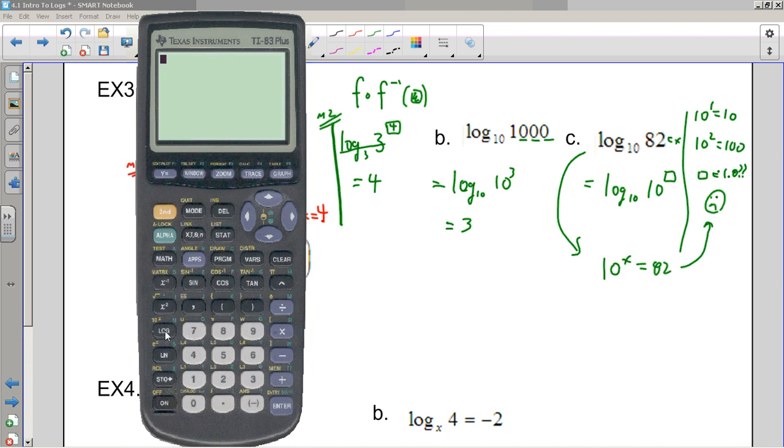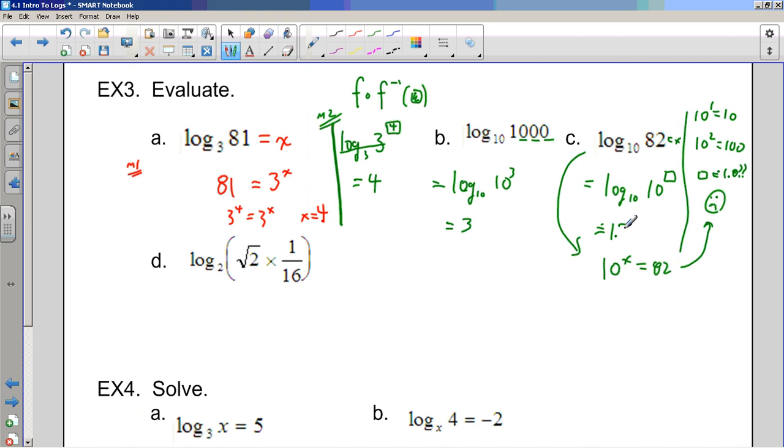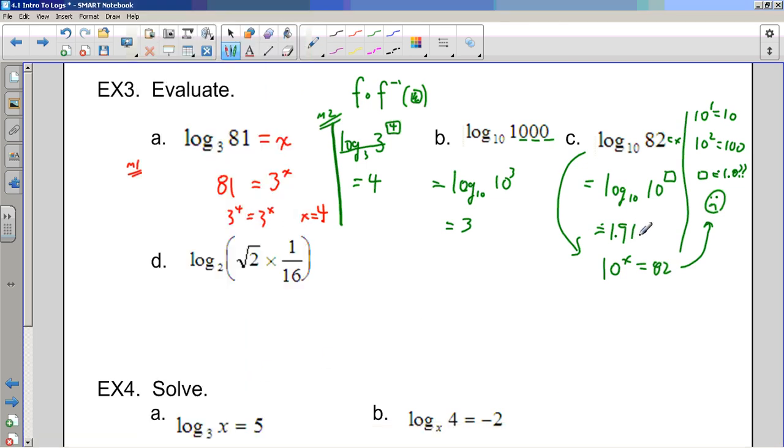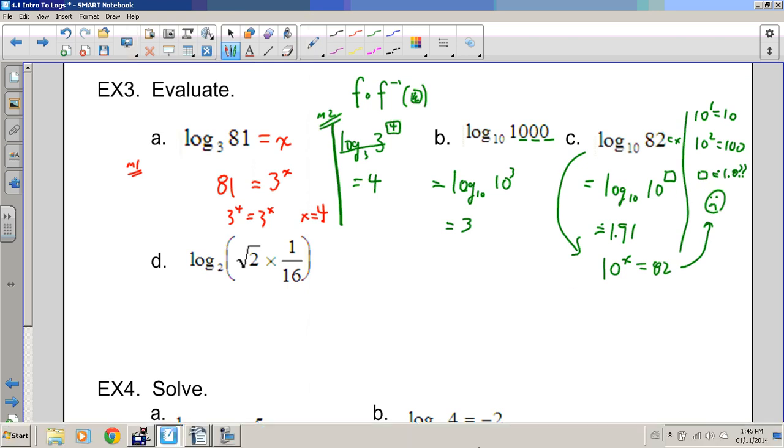Watch this. Log 82. And we think it's going to be around 1.8, but let's just see. It's about 1.9, and there were some more decimals where it was 1.91, about. And we knew it was going to be around there. But that was pretty good. Notice, I want to show you something here. There was no 10 in there.